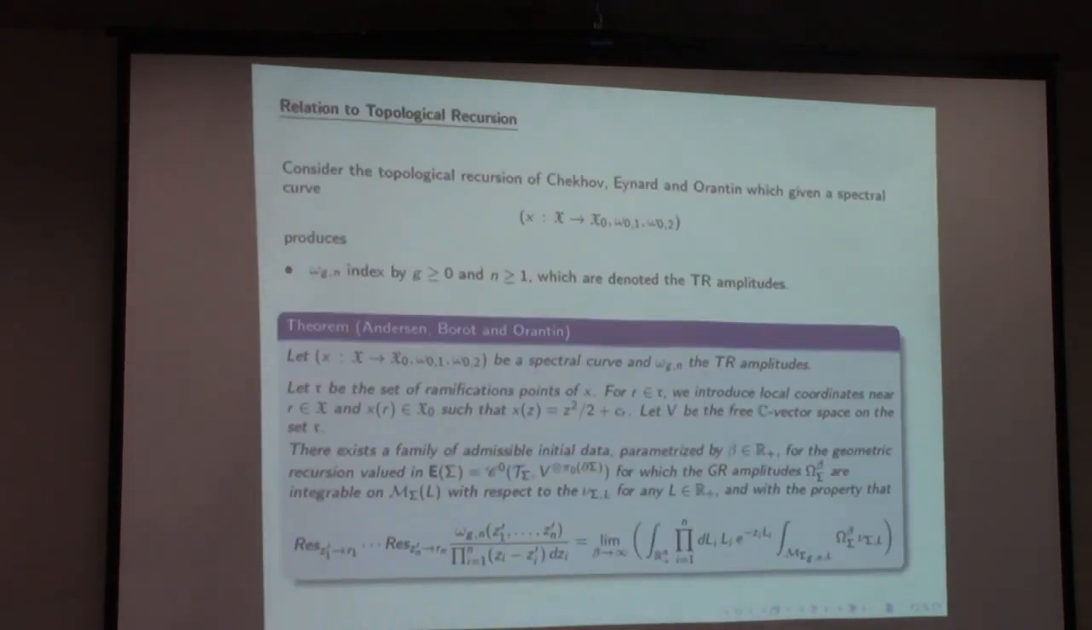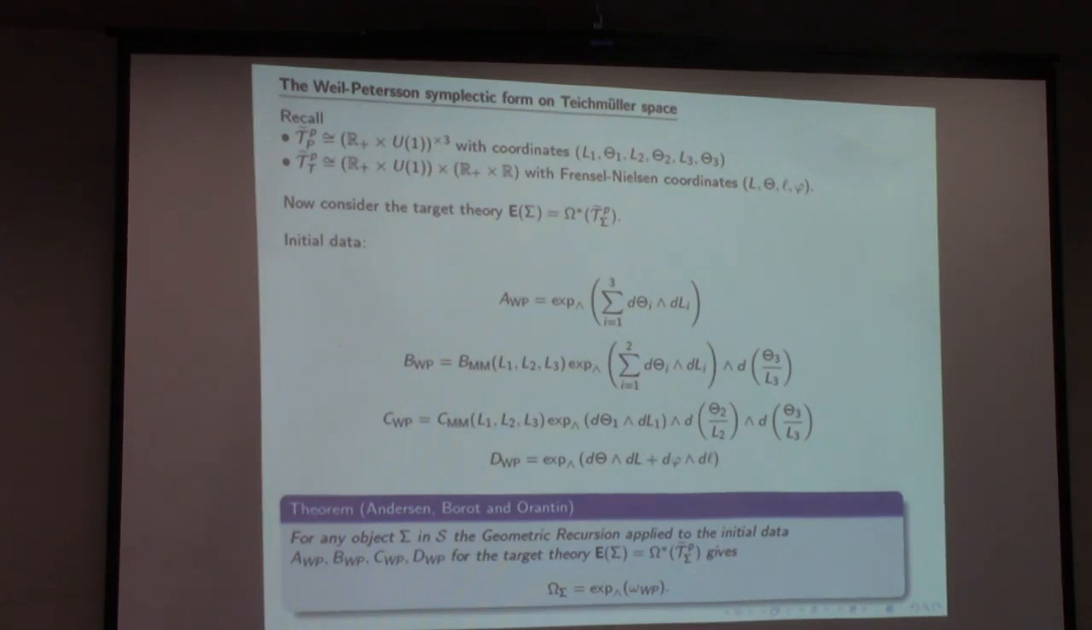Okay. All right, but now I want to show you a new target theory. I'm still with Teichmüller theory, but now I will not look at functions on Teichmüller space, I will look at forms on Teichmüller space. What I want to do is look at this special Teichmüller space that I have for pair of pants. Remember, the one for pair of pants is R plus times U(1) to the third, and I have these coordinates, the three lengths of the boundaries and the three twist parameters of the boundaries. And if I look at a one-hole torus, then I have the coordinates R plus cross U(1) cross R plus cross R, with the Fenchel-Nielsen coordinates. This is the length of the boundary, this is the twist of the boundary, and then L and phi are the length of, say, this curve here and the twist around that curve. So that's L and phi.